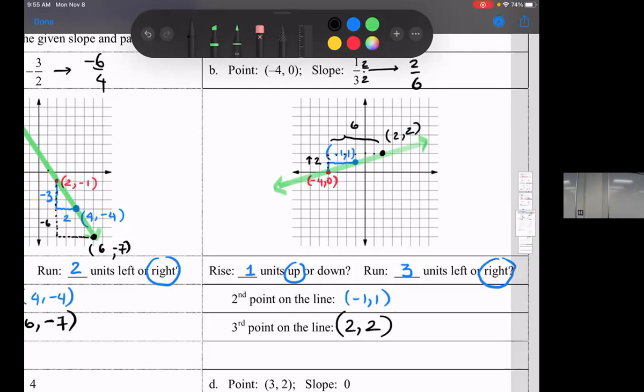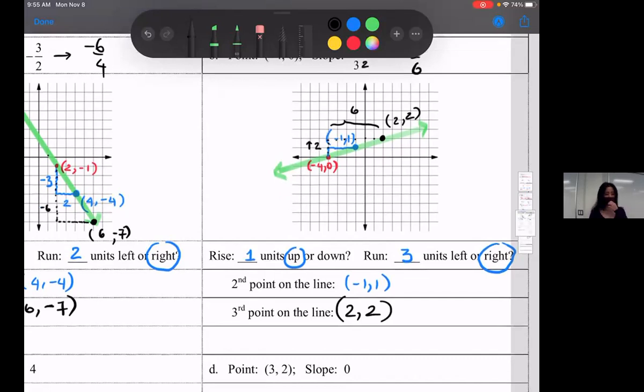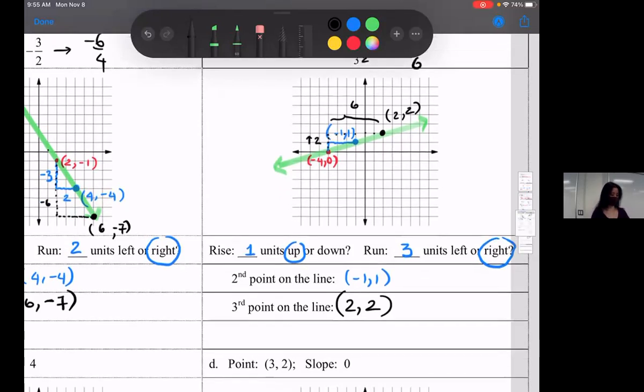You start from the original point. No, rise first. Always rise first. The rise on the top. Say rise over run. Yeah, always rise first. Good question. So that's why people get it wrong. Sometimes they do rise first, sometimes they do run first, but always rise comes first.